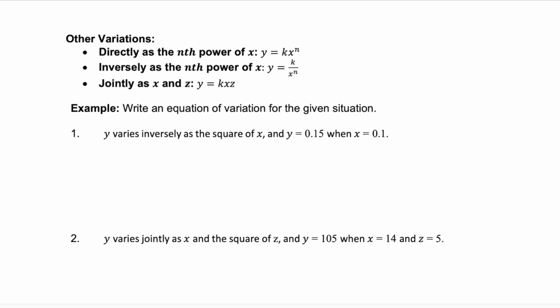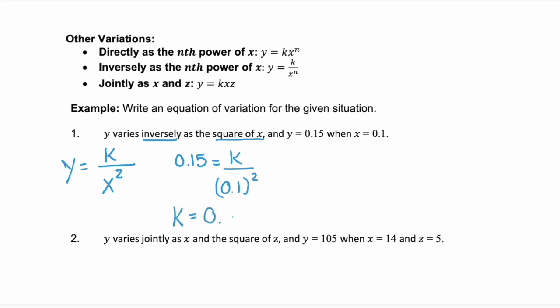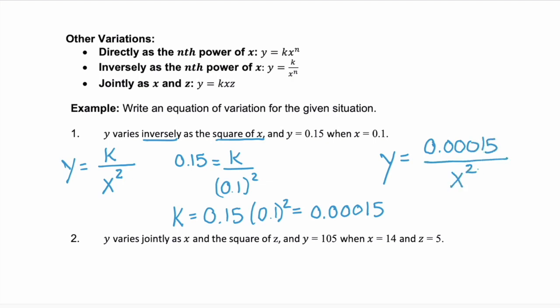Let's try some examples. Example 1: y varies inversely as the square of x. So y inversely, so the constant is in the numerator, and the square of x is in the denominator, so that's x squared. And what do we know? We know y is 0.15 and x is 0.1. So our constant will be equal to 0.15 times 0.1 squared, or 0.00015. So we can rewrite that equation as y equals, put our constant in the numerator, and the x squared in the denominator.